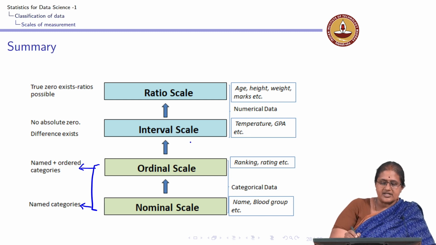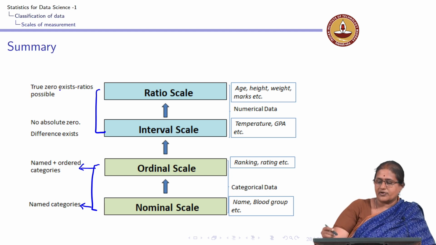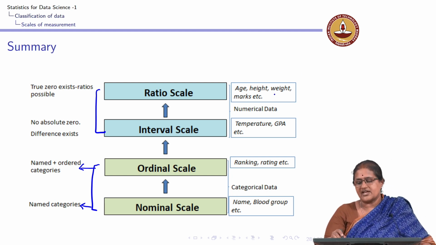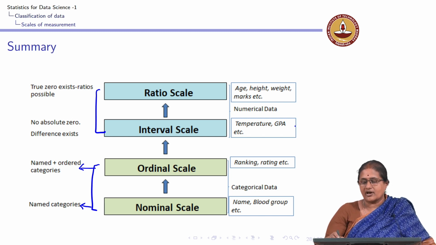Absolute zero does not exist for an interval scale. This is for numerical or quantitative data. Absolute zero does not exist, but a proportional difference exists. I can have the mathematical operation of difference done here, and in the ratio scale, ratios are possible. All variables such as age, height, weight, marks, etc. can be measured on a ratio scale. Temperature and grade point average, where a 4 GPA is not twice as good as a 2 GPA, can be measured on an interval scale.